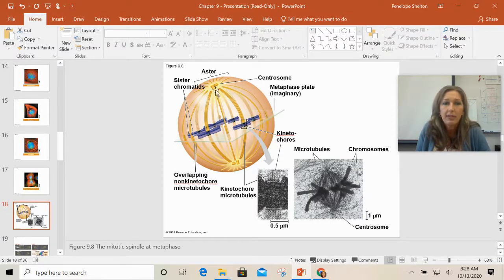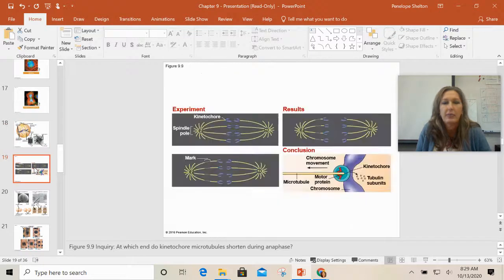Now I also have another region called an aster. We can see the aster in plant cells and animal cells. This is where all the spindle fibers are overlapping at the centrosome, and it looks like a star. That's actually where the word aster comes from, star. Now, a couple other things. Take a look at this picture.